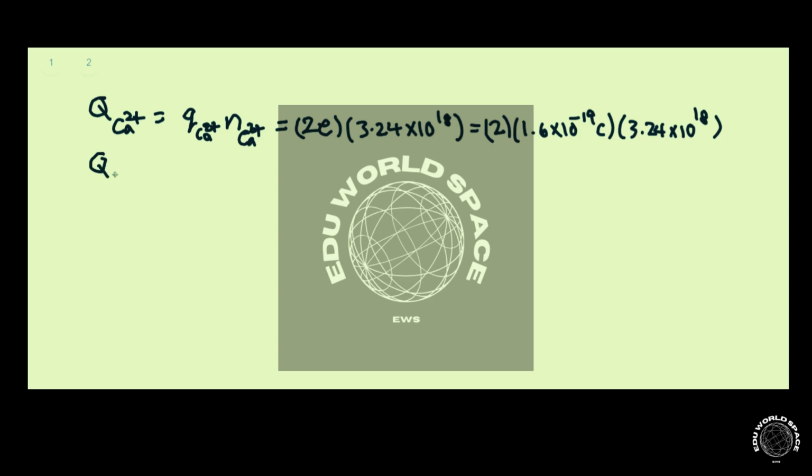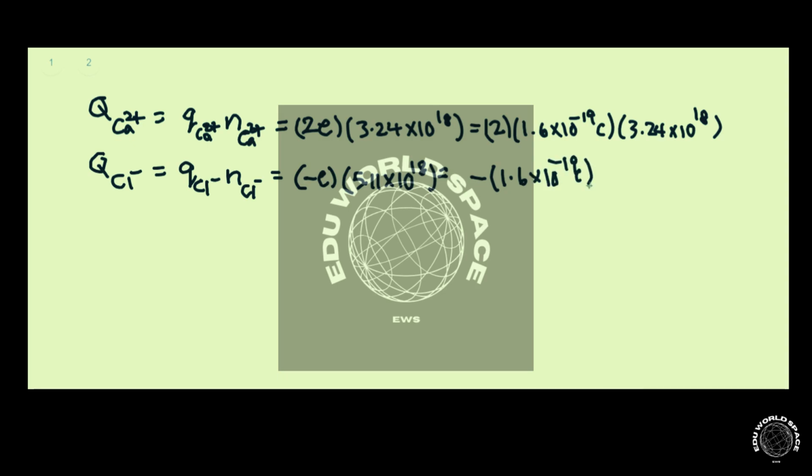And then for the Cl- ions, again we have Q of Cl- times the number of the Cl- ions, which is -e and then the number of them, which is 5.11 times 10^18, which is -1.6 times 10^-19 coulombs times 5.11 times 10^18.